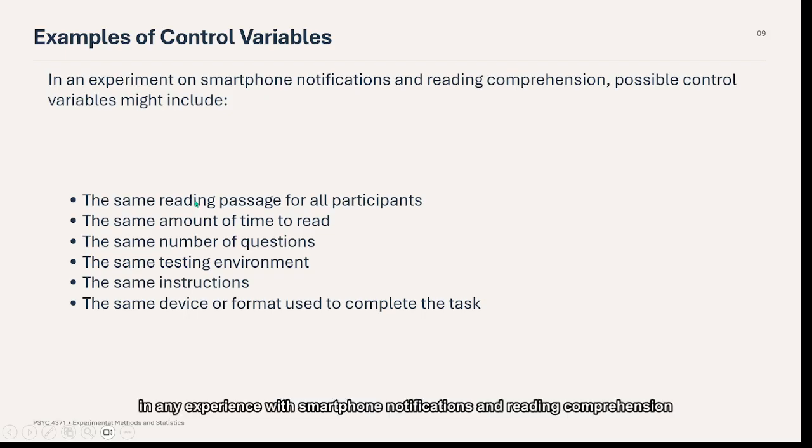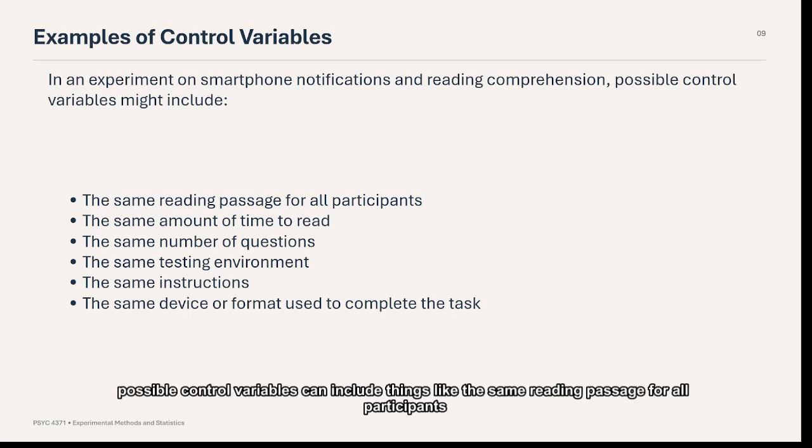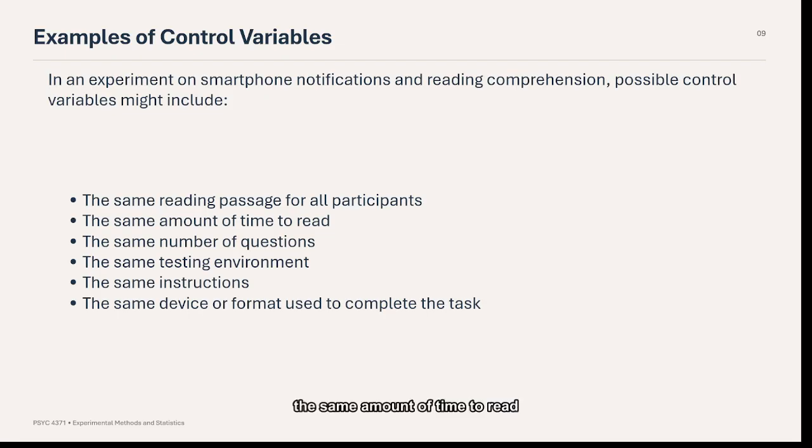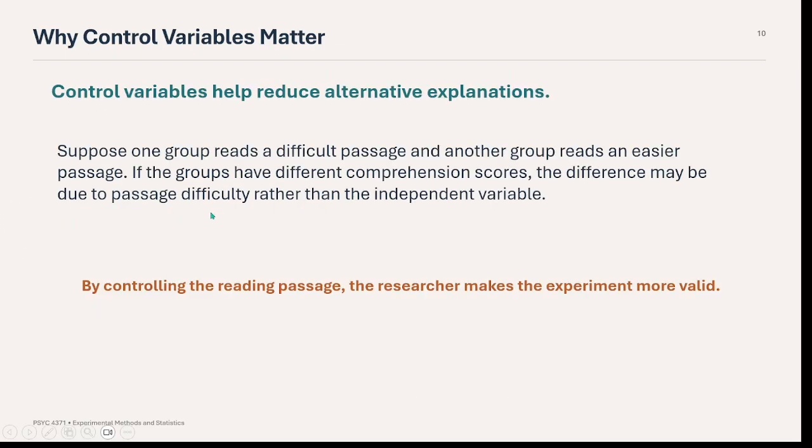In an experiment with smartphone notifications and reading comprehension, possible control variables can include things like the same reading passage for all participants, the same amount of time to read, the same number of questions, the same testing environment, the same instructions, and the same device or format that's used to complete the task.